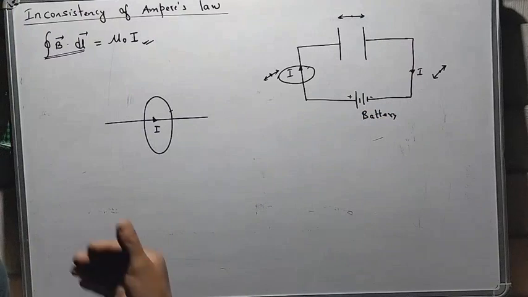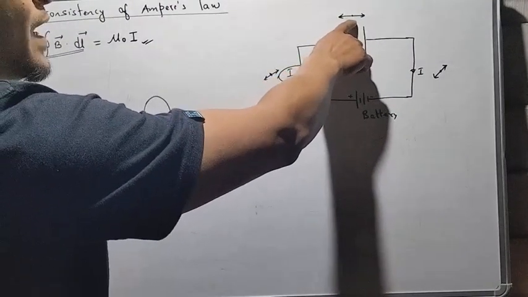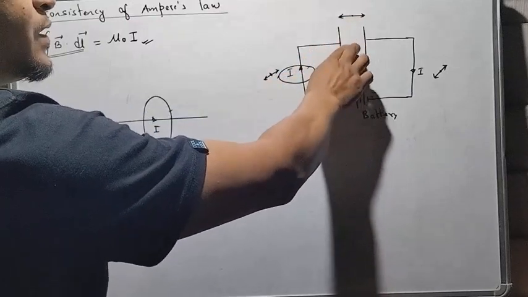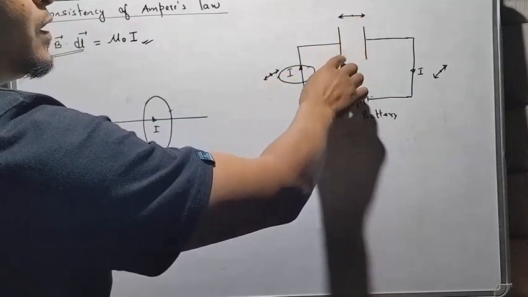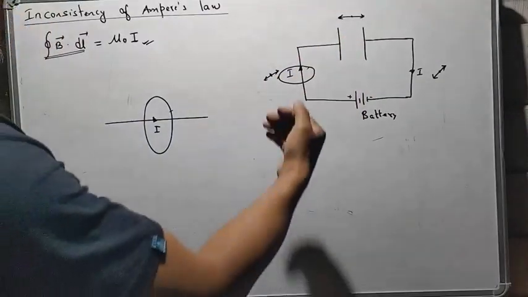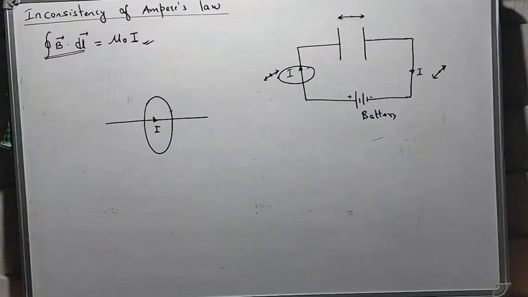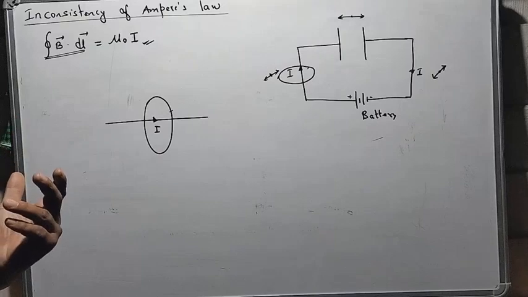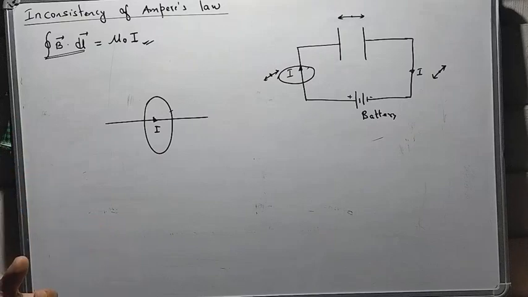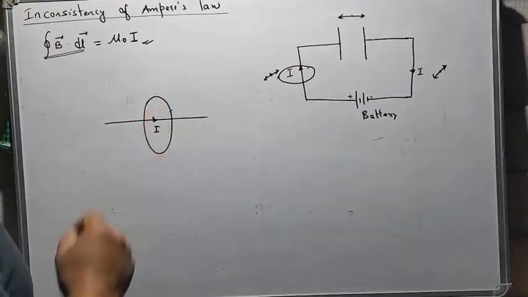But the question is, when you place the needle at this point, in the space between the two plates of the parallel plate capacitor, will the needle deflect or not in this region? According to the knowledge that we have learned so far, we can say that this needle should not deflect.